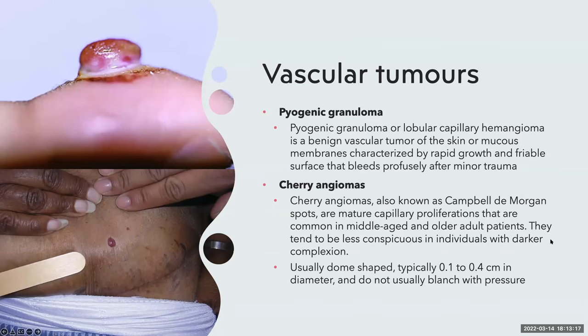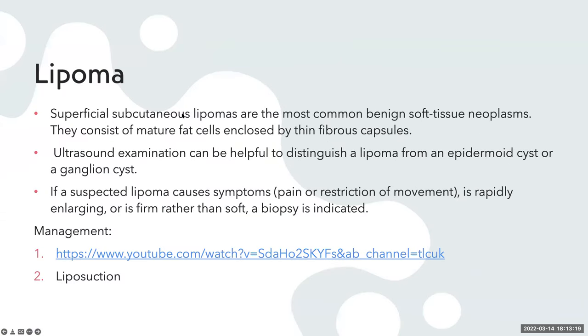Okay, so for lipomas, lipomas are superficial benign tumors arising from mature fat cells, and then they have this fibrous capsule. Most of the time, you will need to do an ultrasound. If it's big enough, I would highly recommend that you do an ultrasound. Do an ultrasound, find out what it is.